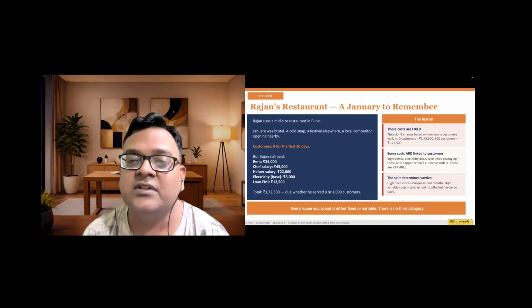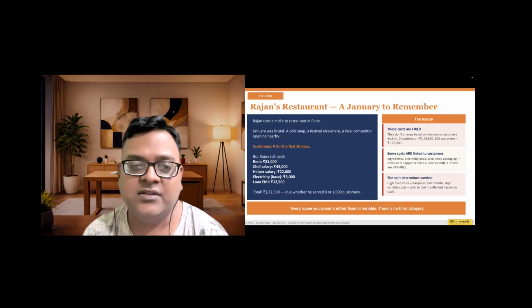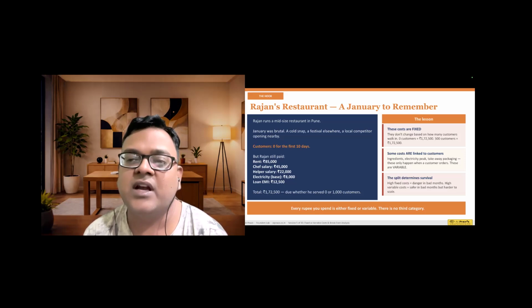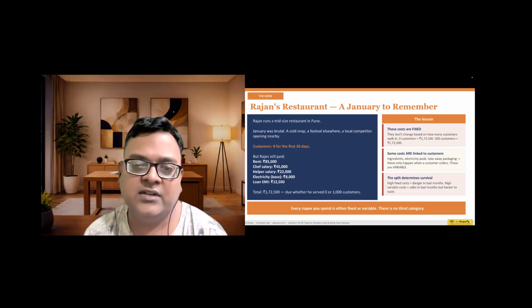So the lesson that we learn from this case: these costs are fixed. They don't change based on how many customers walk in. 0 customers is still equal to 1,72,500 in case of Rajan. And if there are customers, great, but still he will have to pay.